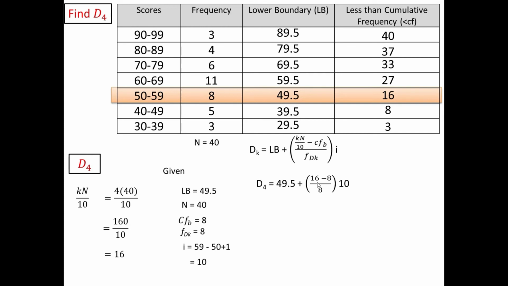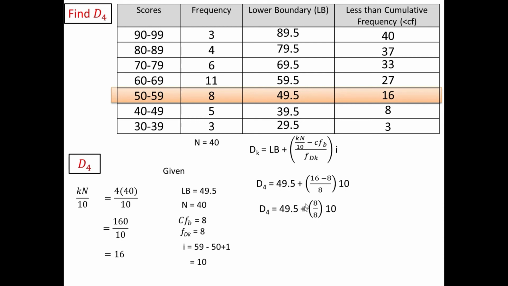So, naging 16. Si cumulative frequency before is 8, substitute. Si frequency of the decile class is 8, also substitute. Interval is 10, substitute. Next, 16 minus 8 is 8. So, ituloy simplify natin. Copy the rest. D sub 4 equals 49.5 plus 8 over 8 times 10.